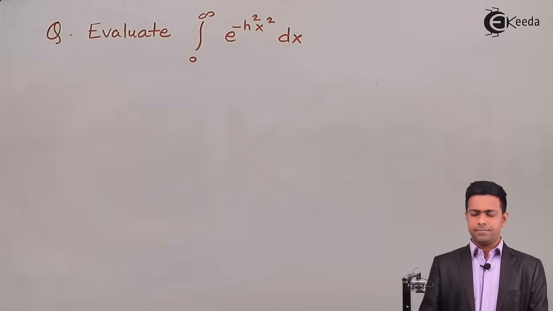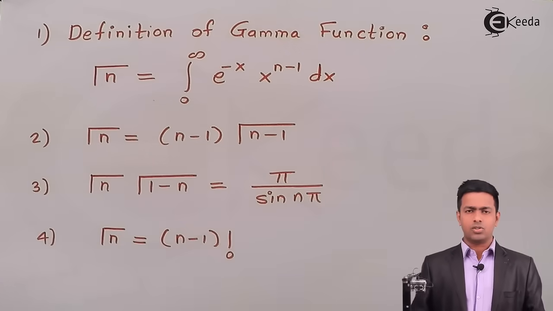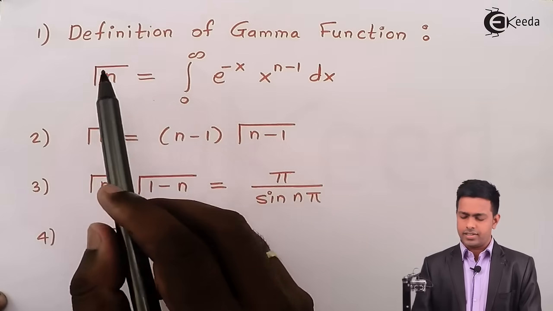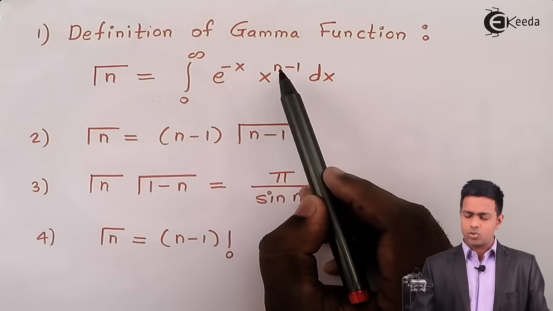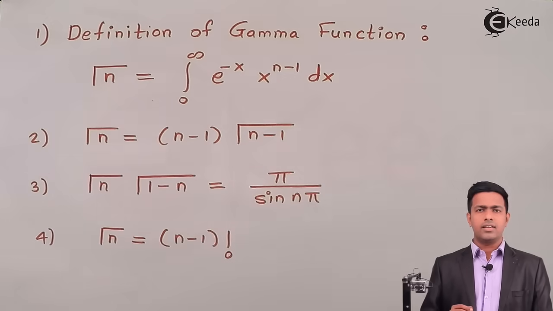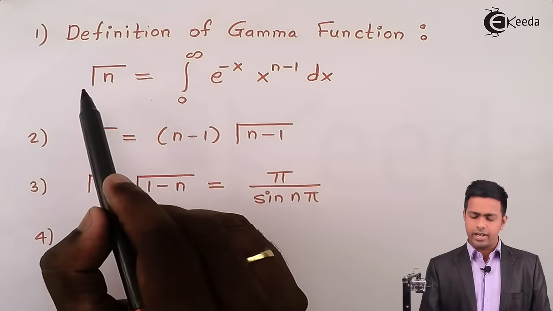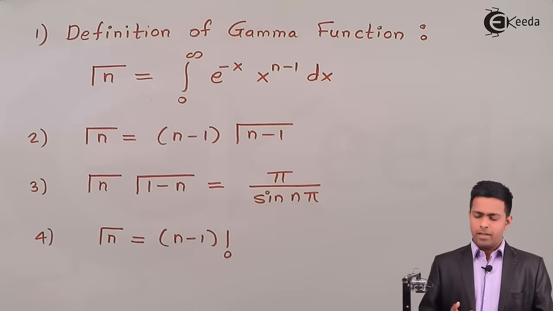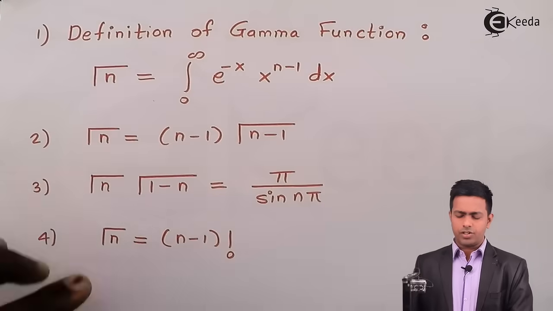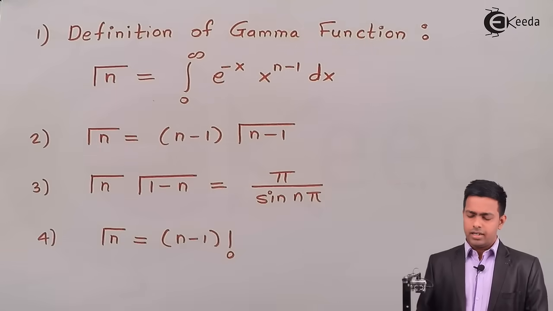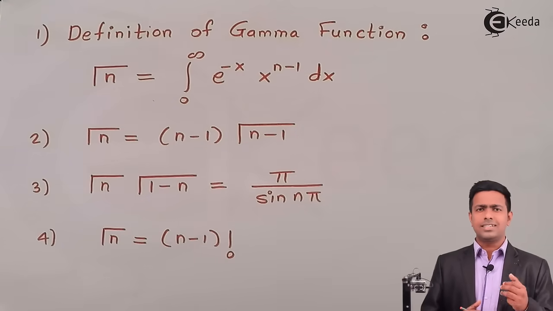So here on this screen you can see the definition of gamma function. The definition says integration 0 to infinity e raised to minus x, x raised to n minus 1 dx is gamma n. So it means if the power of x is n minus 1, then we get the value as n inside the gamma. So guys, if I want to solve this numerical by using the definition of gamma, then I should bring my numerical in this form.